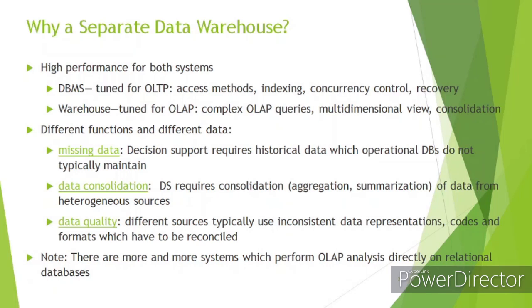So a major reason for such separation is to help promote the high performance of both systems. These both systems are nothing but DBMS. The operational DBMS should be tuned for OLTP, that is for access methods, indexing, concurrency control and recovery. Then the data warehouse is another system which should be tuned for OLAP, that is online analytical processing, for complex query processing, multidimensional viewing and consolidation. So there are different functions and different data which we have to look into.